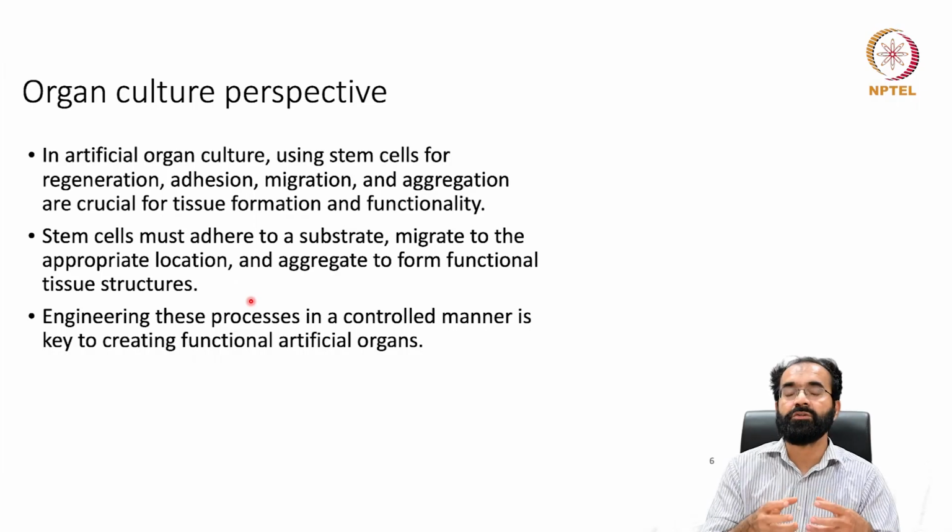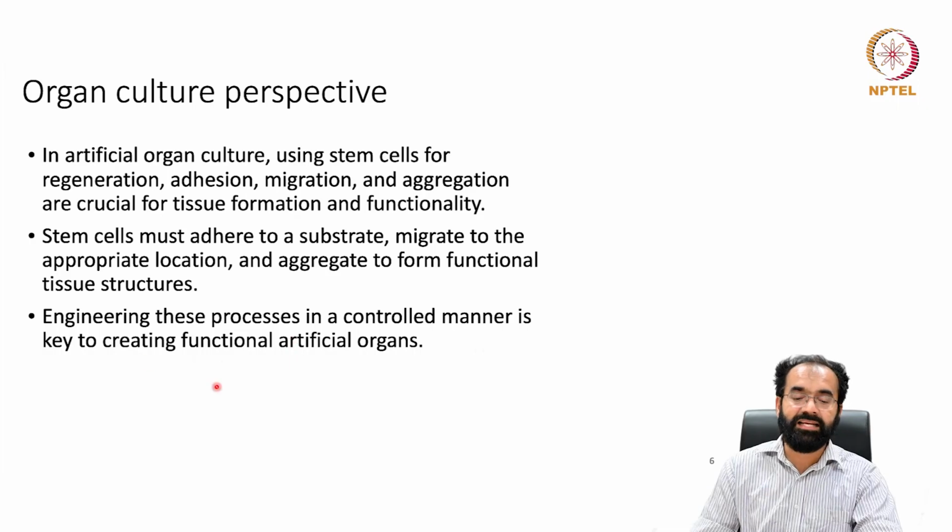Say if a tissue has 1,000 cells, not all 1,000 are equal. There may be 10 different types of cell. On an average, there may be 100 individuals each. So this way the organ can perform better. You don't want all cells in an organ behaving or performing the same way. That is not how organs are designed in the body of an organism. Engineering these processes in a controlled manner is key to creating functional artificial organs.